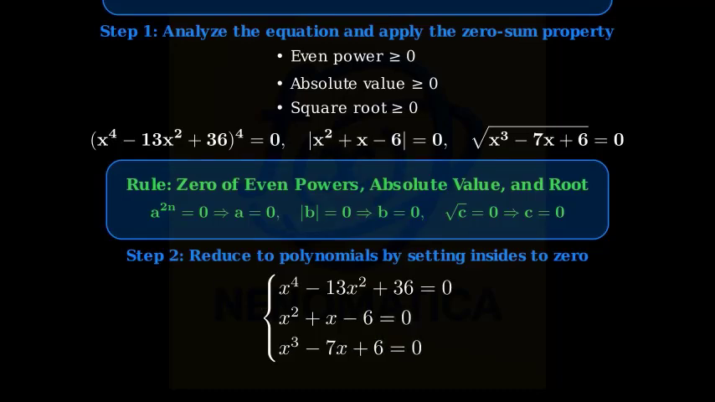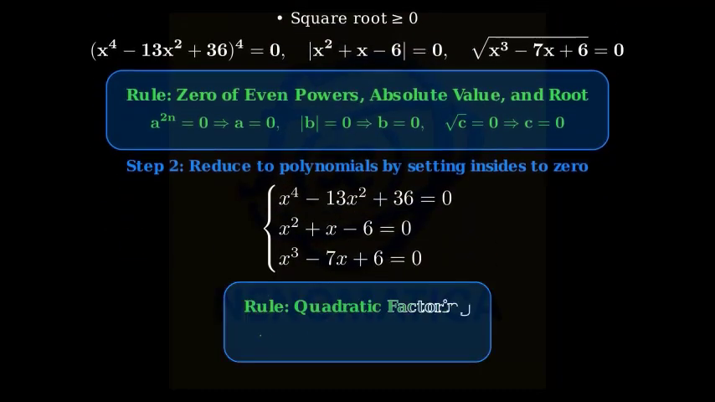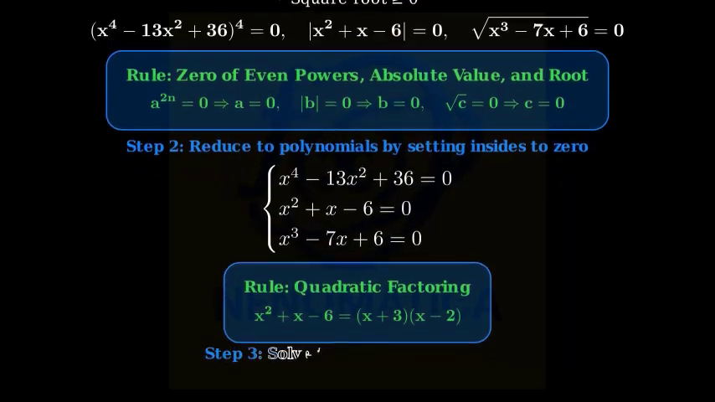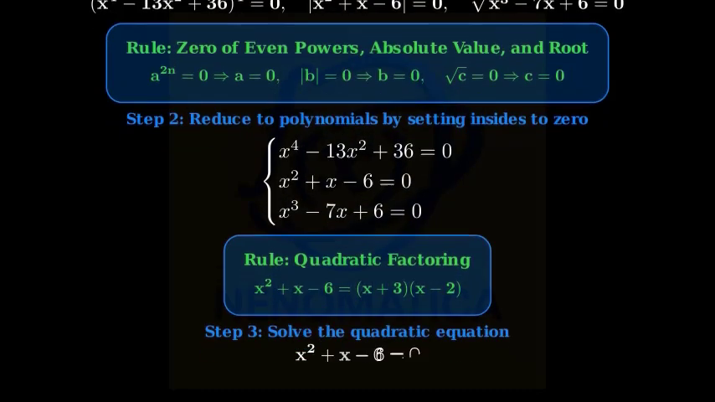Step 3. Solve the quadratic. We factor x squared plus x minus 6 into (x plus 3) times (x minus 2). Therefore, x equals negative 3 or x equals 2.